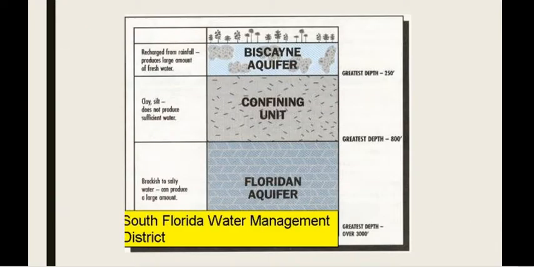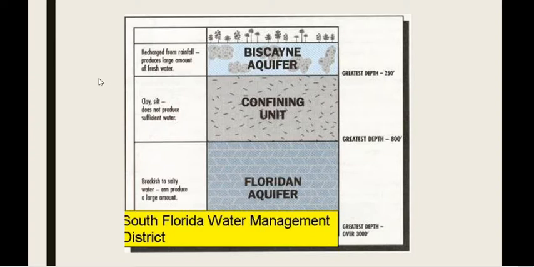Here we have our local aquifers. So these are our two major ones that we see, courtesy of the South Florida Water Management District. The Biscayne Aquifer is our most commonly used. We use the Biscayne Aquifer. That's where your water in your home comes from. It is the surficial aquifer with the greatest depth being about 250 feet. So it's pretty close to the surface and it's pretty deep.